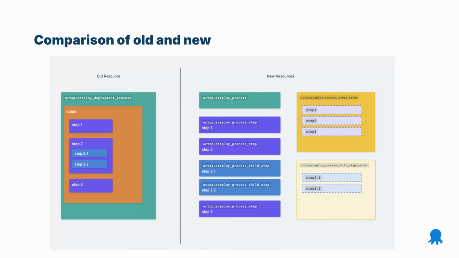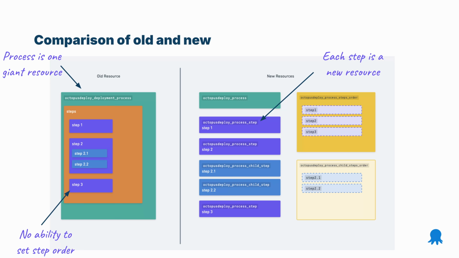We've also overhauled the experience for writing and managing deployment processes in Terraform. Previously, the entire process was one giant resource that was hard to manage and maintain and lacked flexibility that you need for deployment processes. Now, each step is its own resource definition, making it much easier to find property values, define them, and manage step ordering within the deployment process.